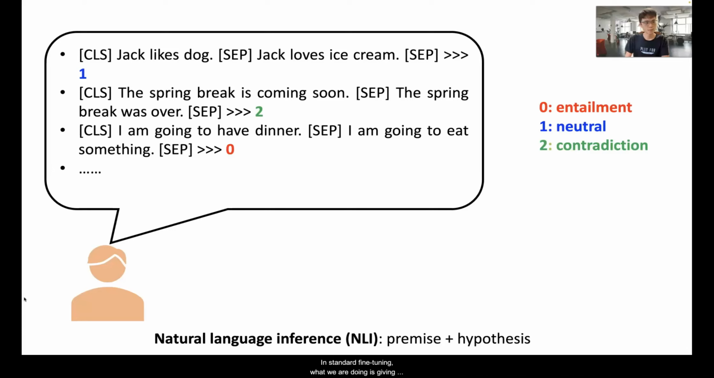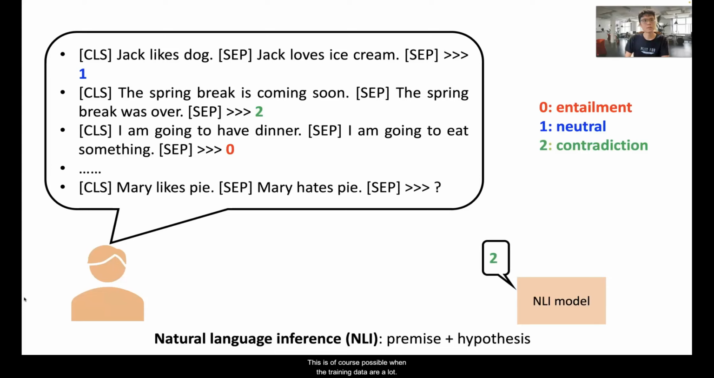In standard fine-tuning, what we are doing is giving the model a bunch of sentence pairs connected with a special token, SEP. And each sentence pair has a corresponding label that represents the class. The model needs to understand what the task is doing and what each label means based on the training samples. This is, of course, possible when the training data are plentiful.